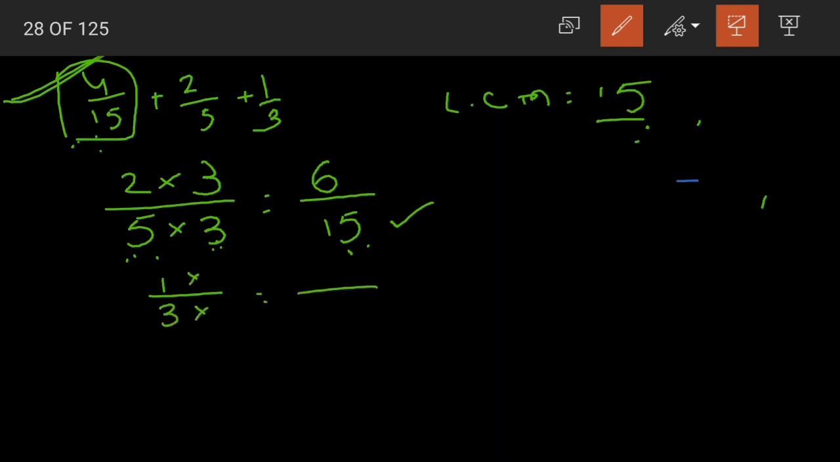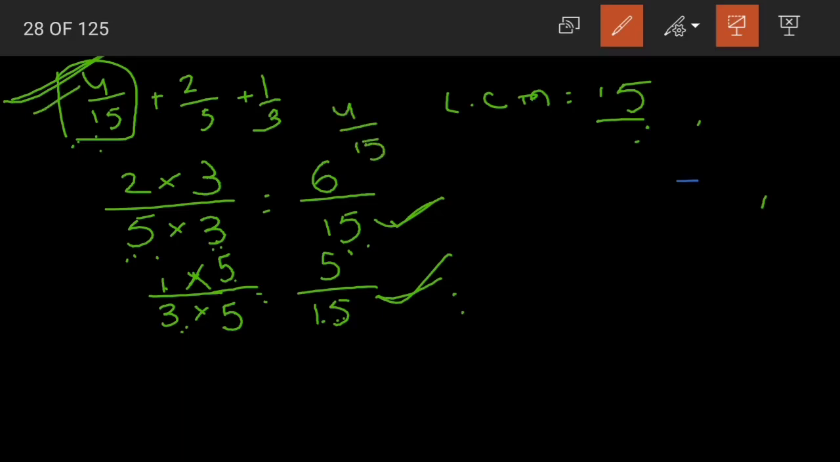Next we have 1 by 3. Again the denominator should be 15. But here we are having 3. So 3 into 5 is 15. Multiply the same 5 in the numerator as well. 1 5s are 5. So what are our resultant like fractions, children? 6 by 15 and 5 by 15 are our like fractions, and 4 by 15. Sorry, there are 3 like fractions now. 4 by 15, 6 by 15 and 5 by 15.